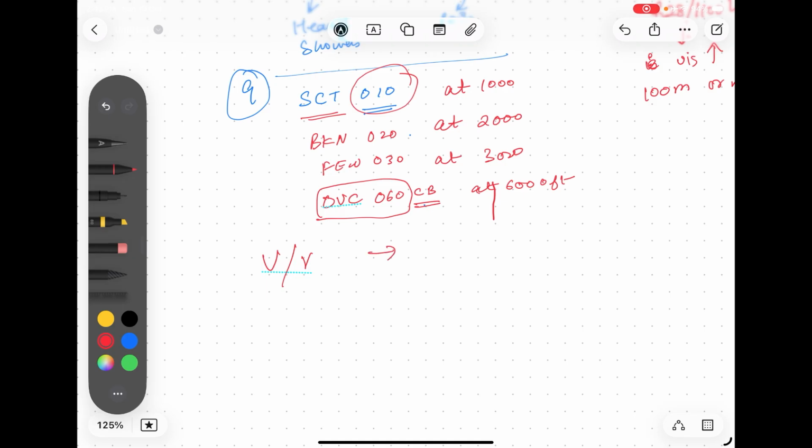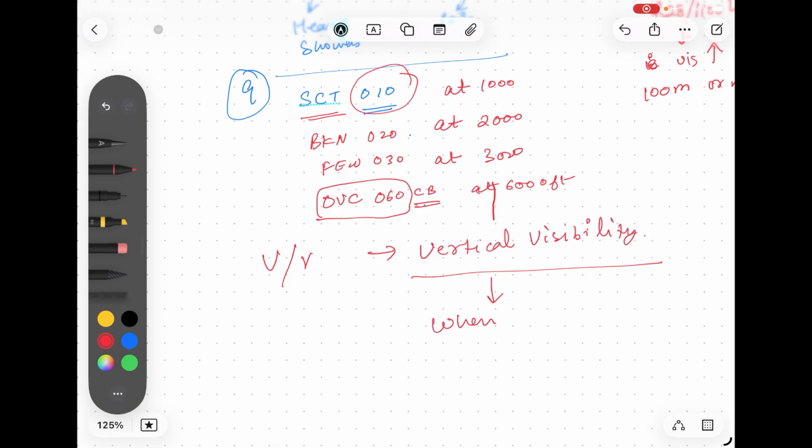So it is known as vertical visibility. Vertical visibility is something that you could see vertically, right? This could be written in the METAR when cloud cover cannot be identified. जब हमें पता ही नहीं चल रहा है that what clouds are there, so then we would give you vertical visibility, V/V.